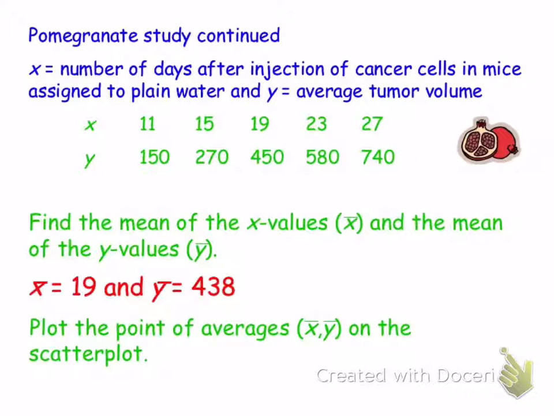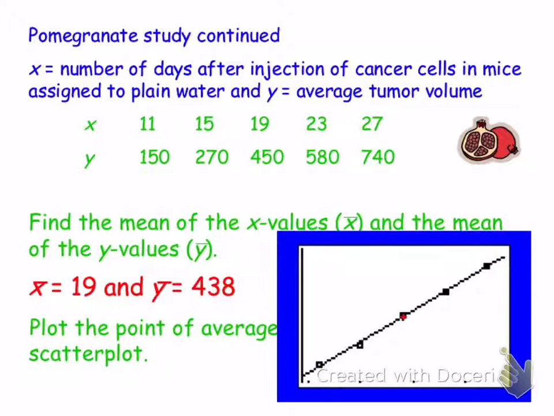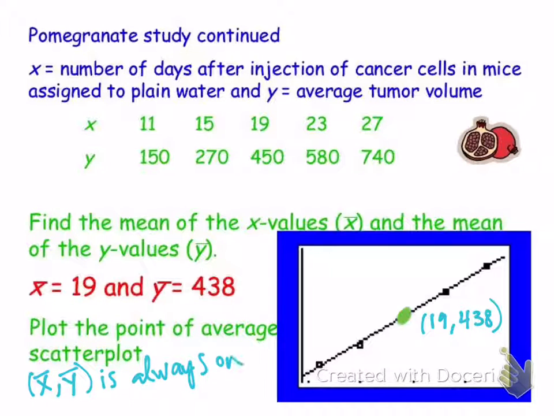So if you plot that point on the scatter plot, it's actually in the very center. Do you see that red dot right here? I'm going to make it a little bit bigger. This is 19, 438. It is on my LSRL. It is always in the center. It is always the middle of your data, and it always fits on your LSRL. So X bar, Y bar is always on your LSRL. I do want you to make a note of that. The ordered pair X bar, Y bar is always on your LSRL. Always, always, always. If it's not, then you did something wrong.